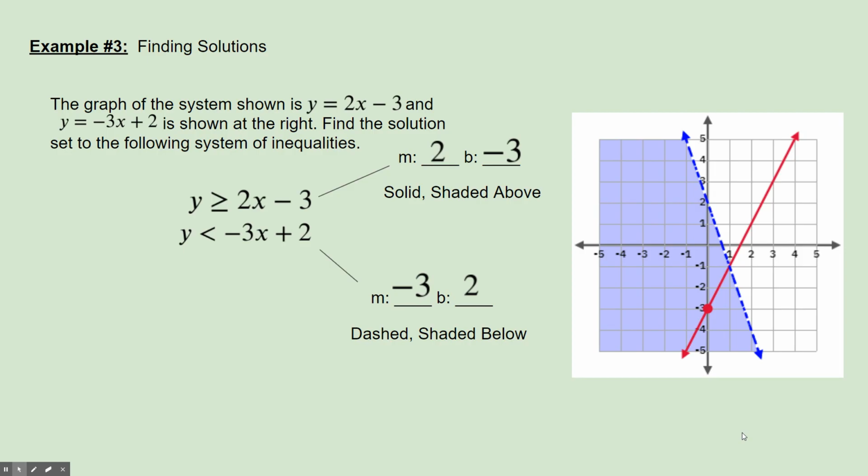So where did the two shaded areas overlap? So anything in the two overlapped areas, those are now your solution. So again, anything in the double shaded area is a solution to the system. And again, solutions can be on the solid line that's next to the shaded area, but solutions cannot be on the dashed line, even though it's next to the shaded area.